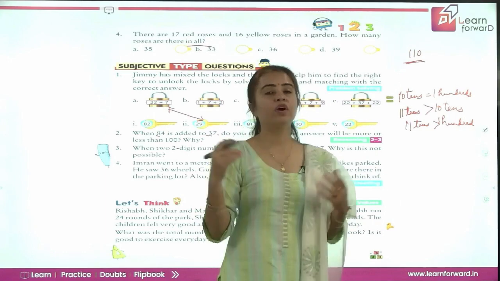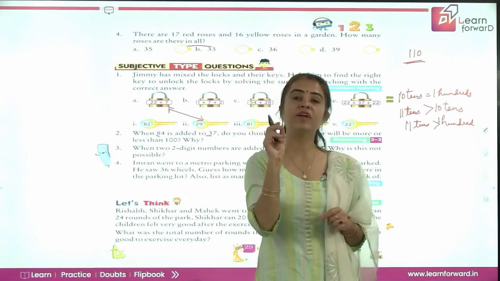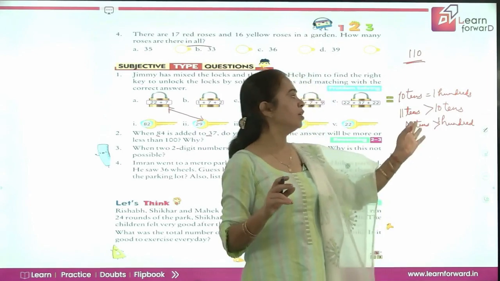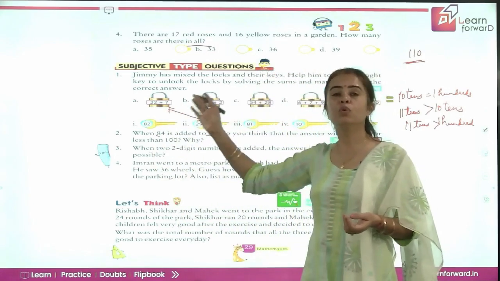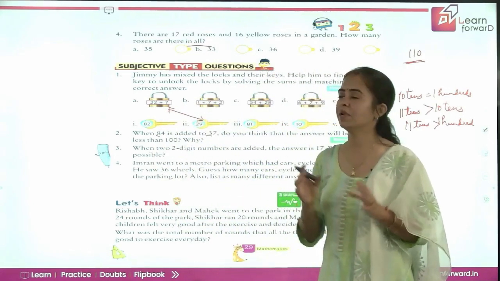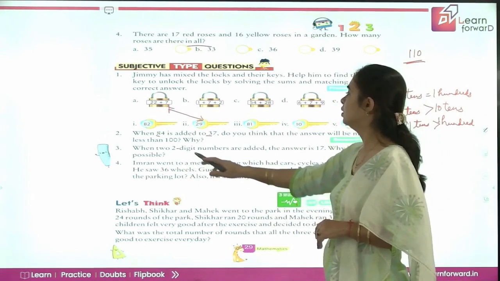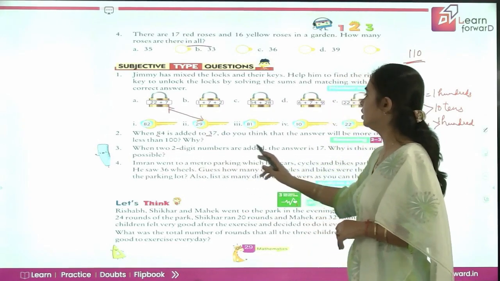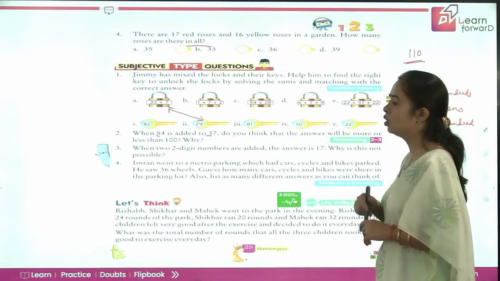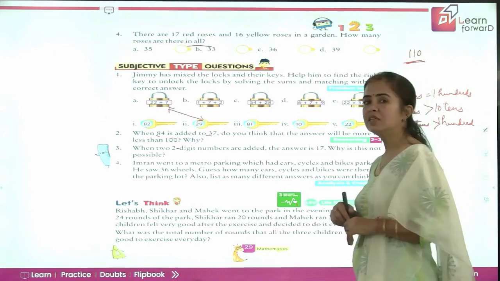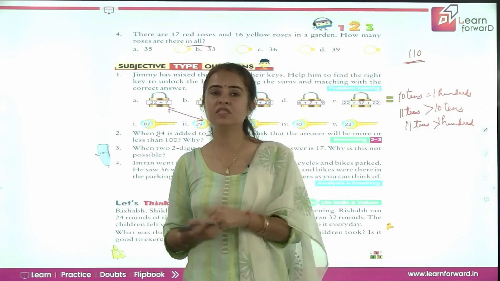That is why whatever answer you get, they are not asking you for the perfect addition, for the perfect sum. They are just asking, will it be greater or less than 100? So it will be greater because it has more than 10 tens, right? Simple answer. Next, when two-digit numbers are added, the answer is 17. Why is this not possible? Why is it not possible that the sum of two-digit numbers is 17?